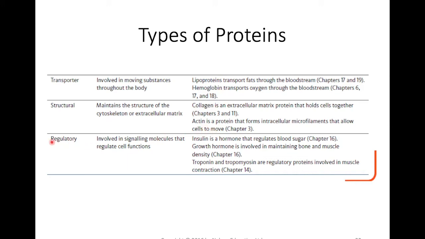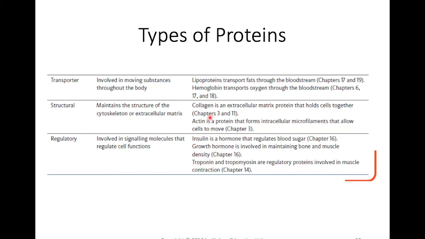And last but not least, regulatory proteins. We're going to look at, first off here, insulin and growth hormone, just some examples of protein-based hormones. So those are your non-steroidal hormones that are involved in communicating throughout the body. That's pretty much the main role of a hormone. And troponin and tropomyosin, 2 regulatory proteins that help to regulate how actin and myosin, those functional proteins, are going to be performing a muscle contraction.